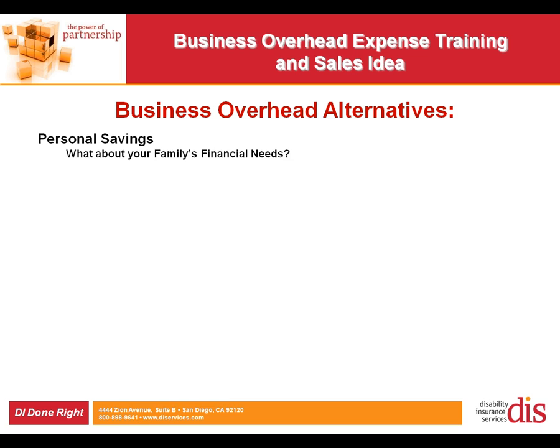These are alternatives now to a BOE policy. What would a business owner do if they didn't have a BOE policy? Well, personal savings. That might be great if they've got a lot of money, a high net worth, but if they don't, if you're going to dip into your personal savings, you still have to think about everything else going on in their life, in their lifestyle. You have to consider your family's financial needs.